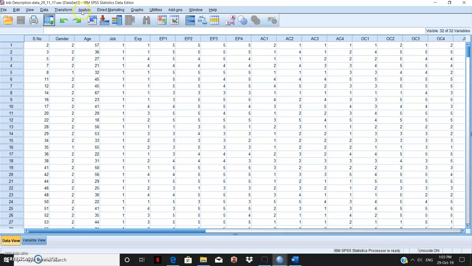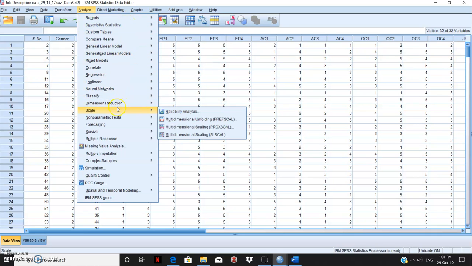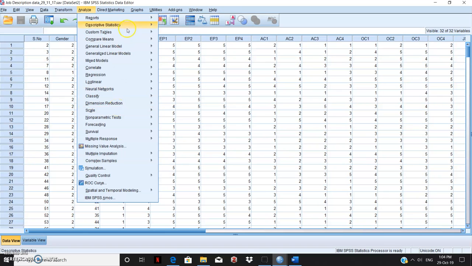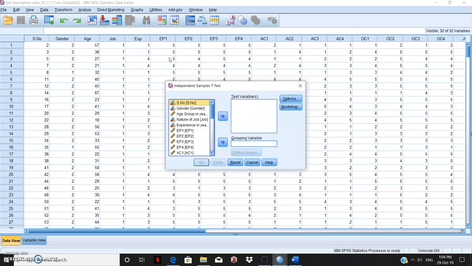Now let me show how to do this. I look at Compare Means. In Compare Means, you go to Independent Samples t-test and then your test variable. For which do you want to find the difference? Let us assume I want to find the difference in job satisfaction. So let me take this as my test variable. And what is my grouping variable? My grouping variable, let me assume, is gender.